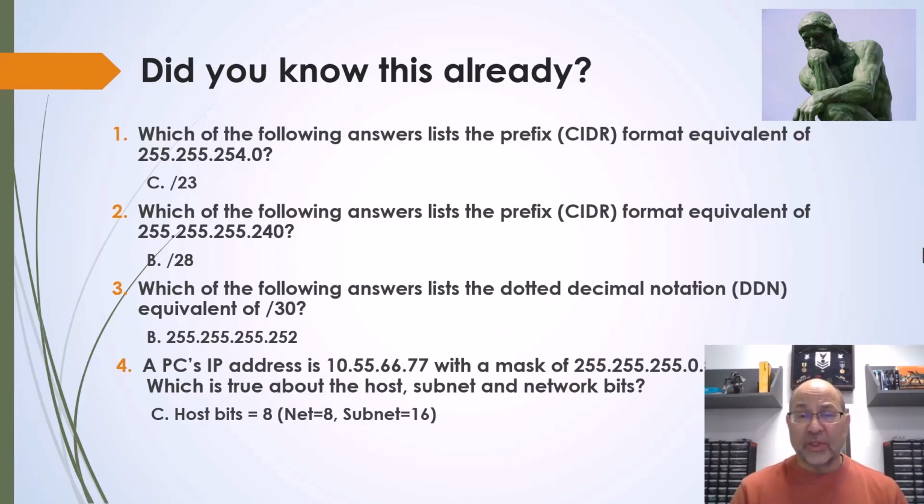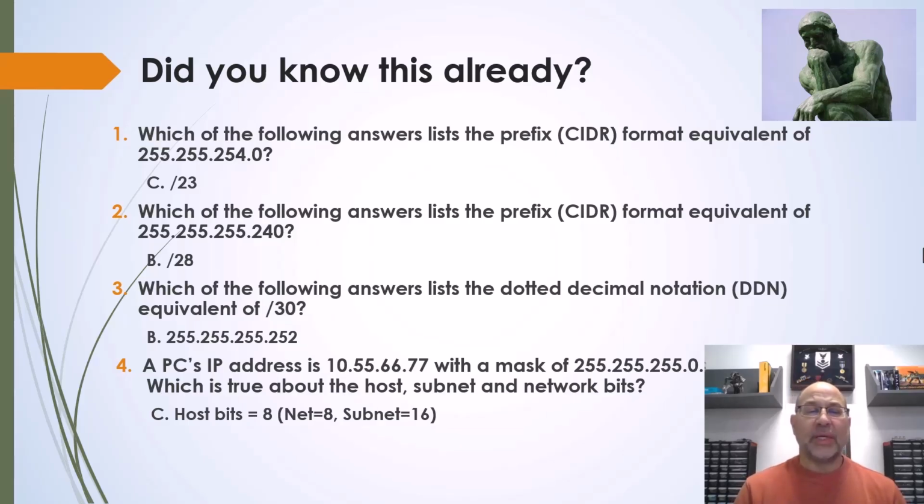Which of the following answers lists the prefix CIDR format equivalent of 255.255.255.240? Well, that's more than 24, and it turns out it's 4 more, so this would be /28. Which of the following answers lists the dotted decimal notation for /30? Well, you know it's at least 255.255.255. We need 6 more, and that means .252.